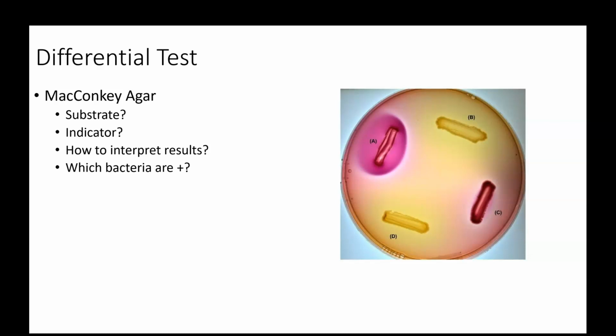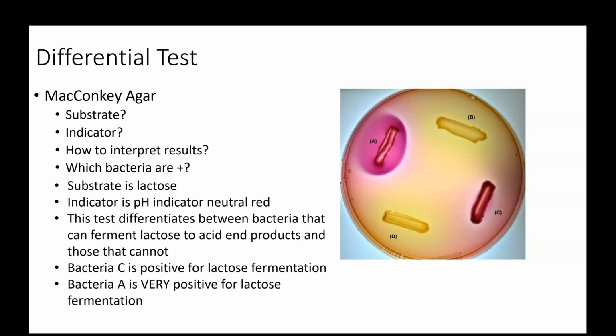All right, so let's take a look at this together. So the substrate, of course, is lactose. Remember that MacConkey agar is not only selective for gram-negative bacteria, but it differentiates bacteria based on the bacteria's ability to ferment lactose to acid end products. We can't determine this if we don't have lactose, so of course, lactose is our substrate of choice. And the indicator is a pH indicator called neutral red. So this test will differentiate between bacteria that can ferment lactose to acid end products and those that cannot.